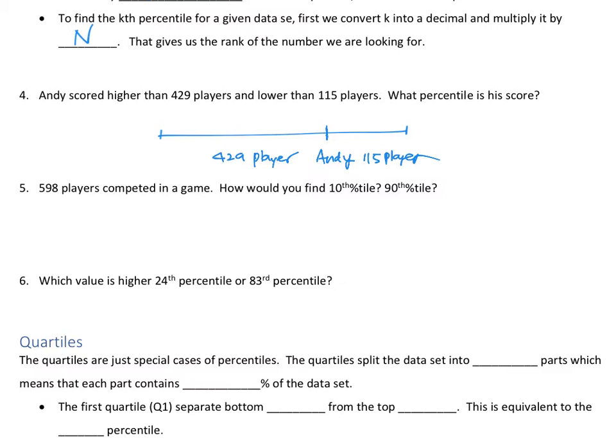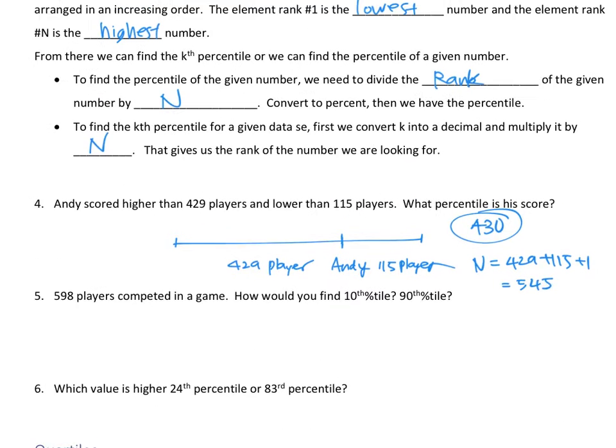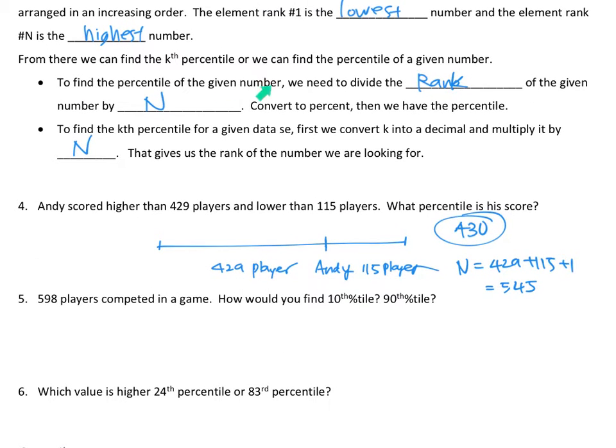So here, Andy is ranking 430, right? And their total number n is 429 plus 115 plus Andy, so that'll be 545. So how do I find the percentile of a number? We need to find the rank of the given number and divide by n. So Andy's rank is 430. Divide that by n, which is going to be 545.